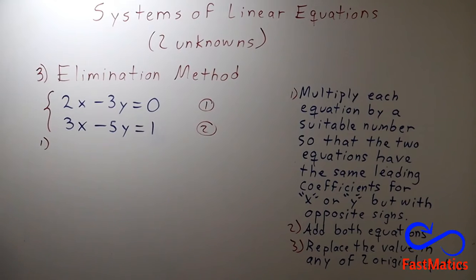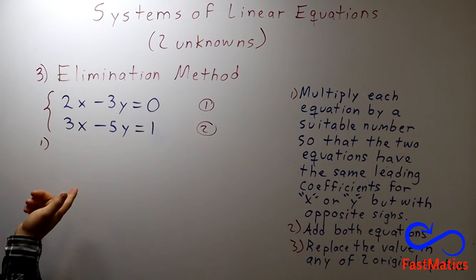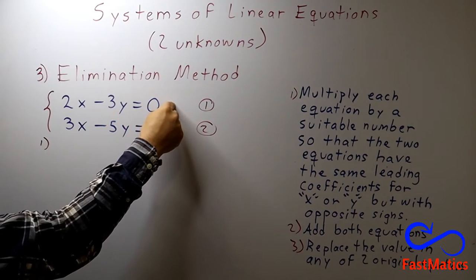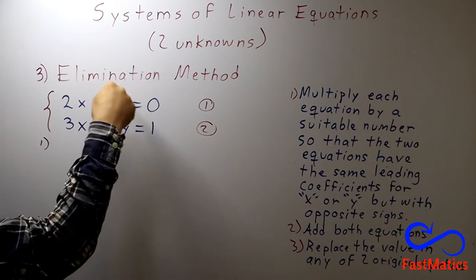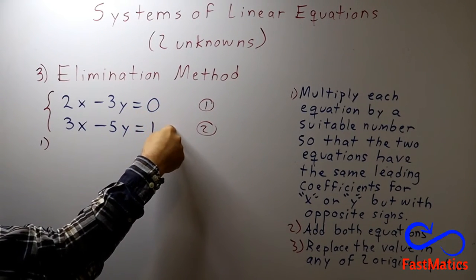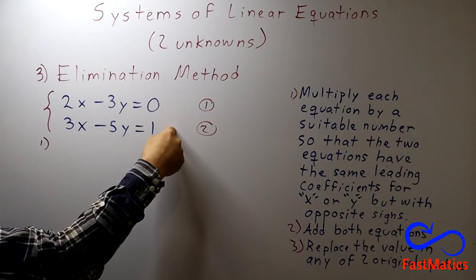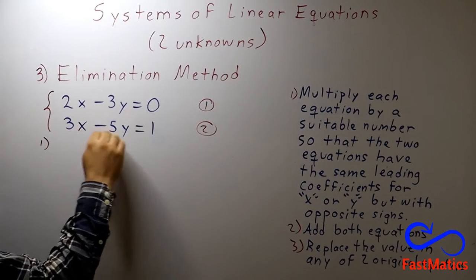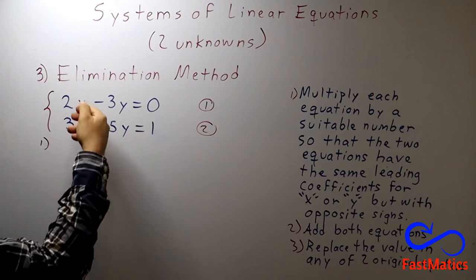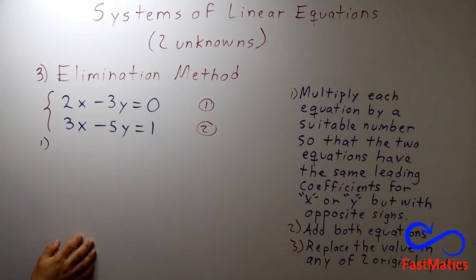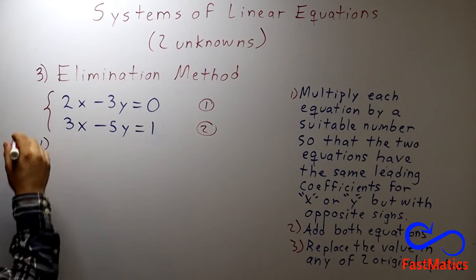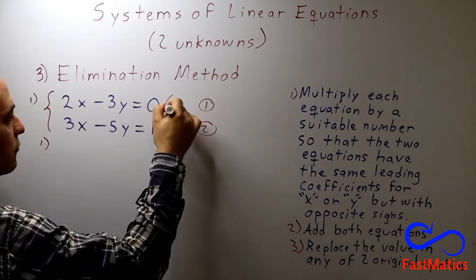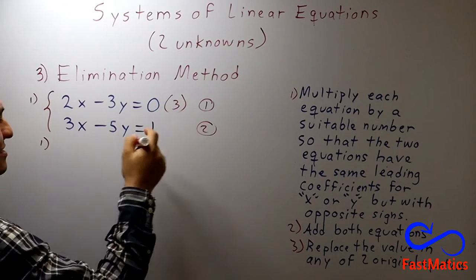So what's the number that I could use? If you don't know, pay attention. If you have a 3 here, you put a 3 there. And if you have a 2 here, you put a 2 there. And you will arrange the signs in order to have opposite signs here, because you are going to add both equations.